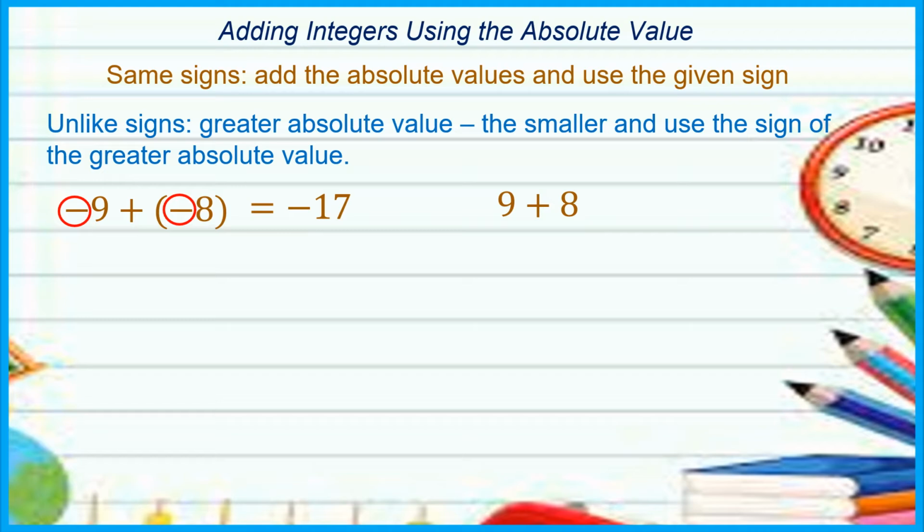Correct, it is equal to 17. And since they are both positive, we will be having positive 17. Now let us have another one. How about negative 9 plus 8?